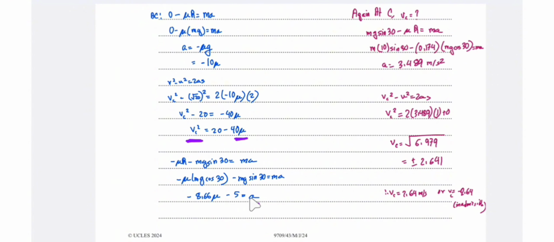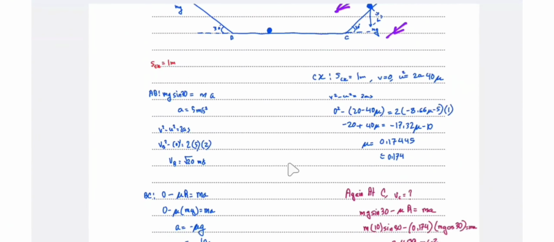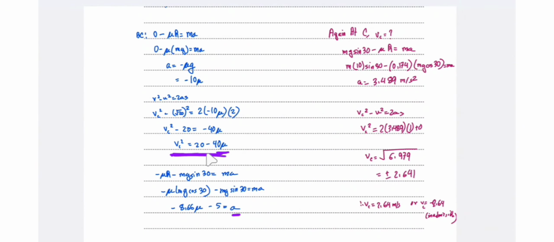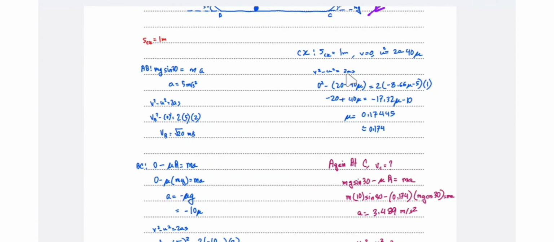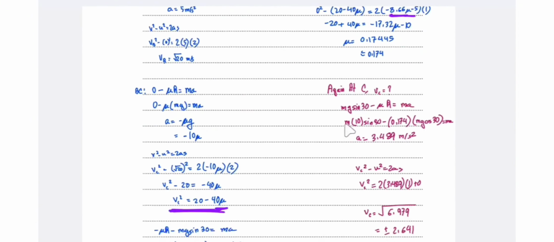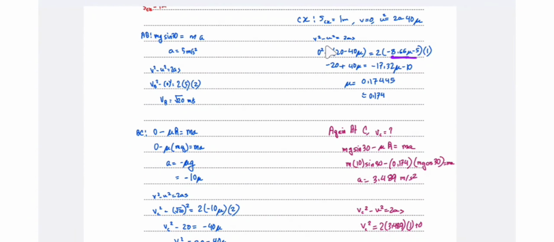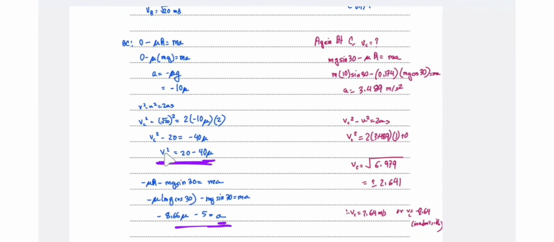So speed c square and acceleration in terms of mu. We have found these values. Know the speed c square in terms of mu and the acceleration in terms of mu. So the acceleration in terms of mu is negative 8.66 minus 5, and the u square in terms of mu is 20 minus 40 mu.